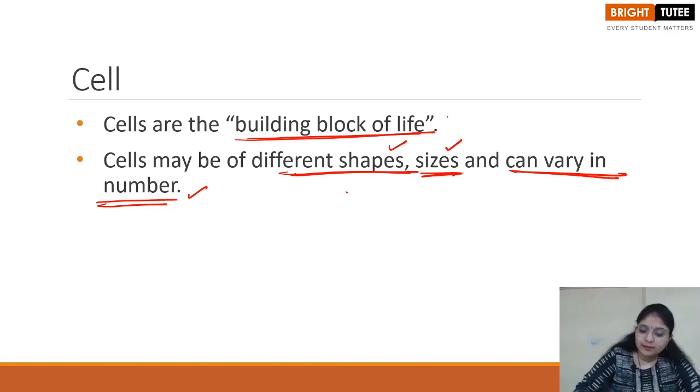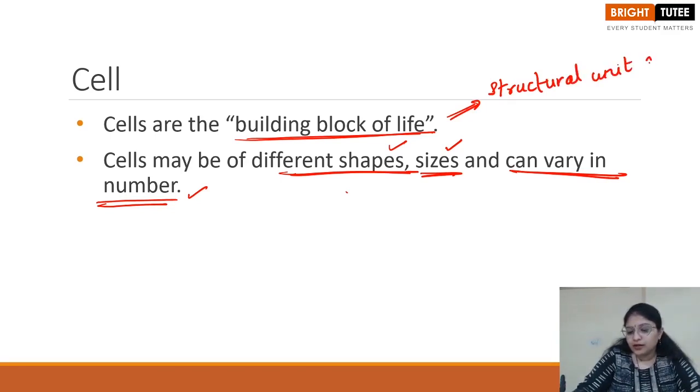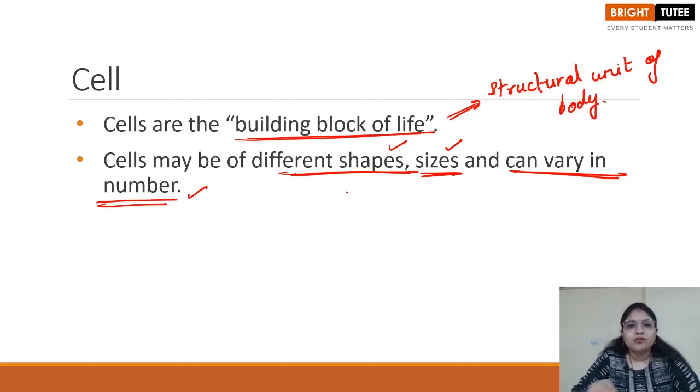Why is it called the building block of life? Because it is the structural unit of the body, right? So it is the structural unit of the body, and that's why it is called the building block of life.